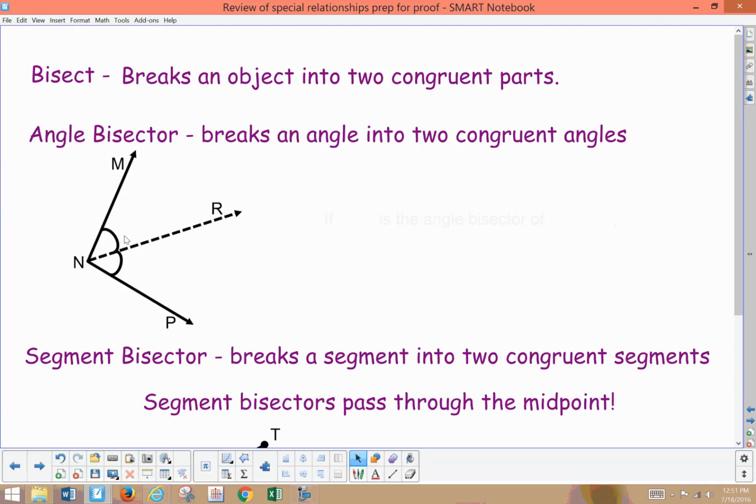and that's what those little arcs mean, it means those are congruent, then we know that ray or that line is an angle bisector. So if I know that NR is an angle bisector for the angle MNP, we can say that the angle MNR is congruent to the angle RNP. That is the definition of angle bisector.